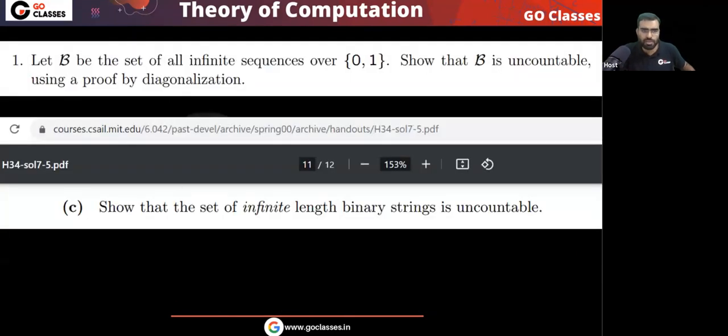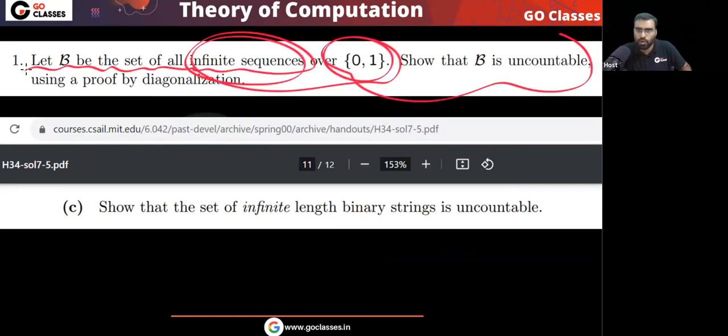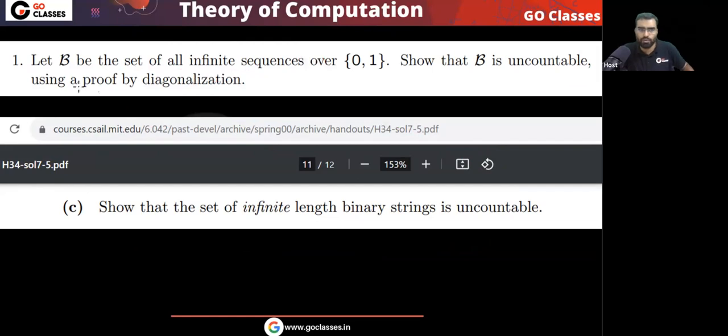Okay, so let's start with our first. This is a very popular question. This is from MIT. You will find this question in every standard university. What is this question saying? Let B be the set of all infinite sequences of 0, 1. Prove that it is uncountable. Prove using proof by diagonalization. The same question I can also say: prove that the set of infinite length binary strings is uncountable.